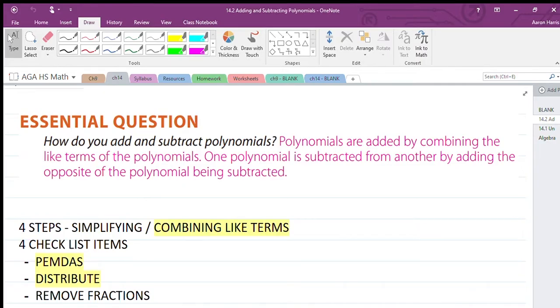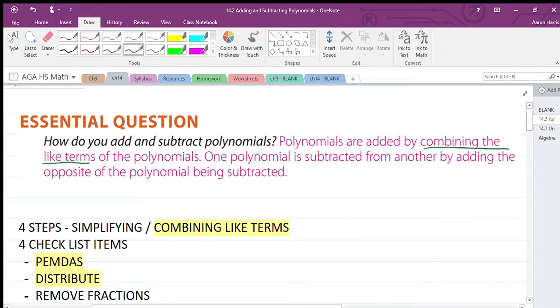What is our essential question? How do you add and subtract polynomials? Well, of course, I always give you the answer just so as you're going through, you understand why that is the answer. Okay? So polynomials are added by combining like terms. That is a great term that we've been going over lately. Combining like terms of the polynomials.